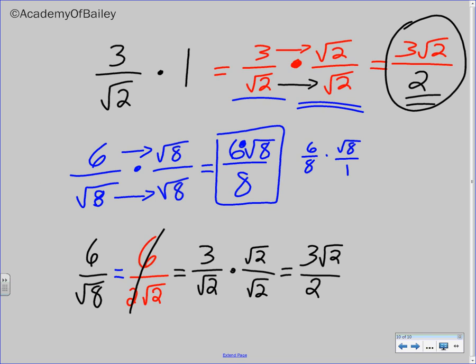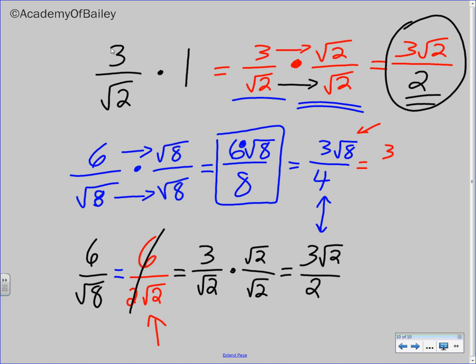But what does 6 over 8 reduce to? 3 over 4. Square root of 8 stays on top. Well, you're looking there. Those are not the same. That's because of this right here. It's because you have to simplify the square root of 8. Didn't we simplify the square root of 8 to become this right here? 2 square root of 2.